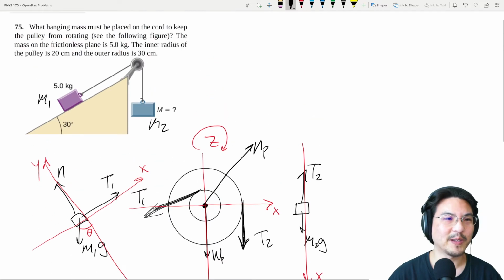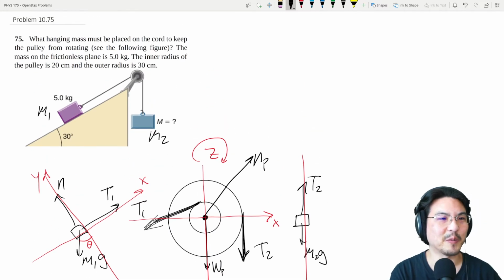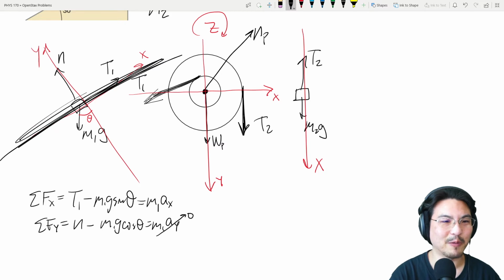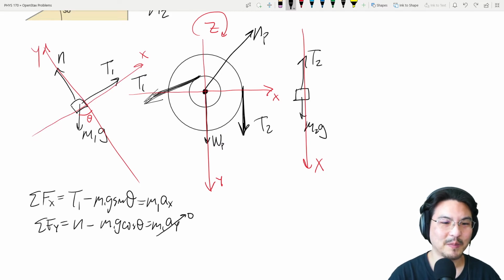However, we're looking for the condition where it's keeping it from rotating, so it's not going to move. So the velocity is 0, so definitely the acceleration is 0. Ay would be 0 no matter what, because it's moving. It would only move in this direction. But we're looking for the case where ax is also 0.